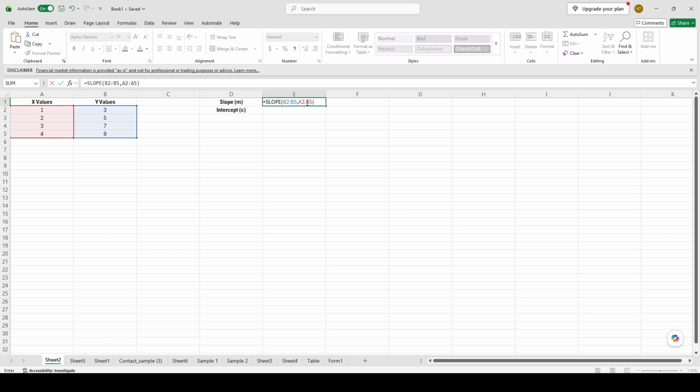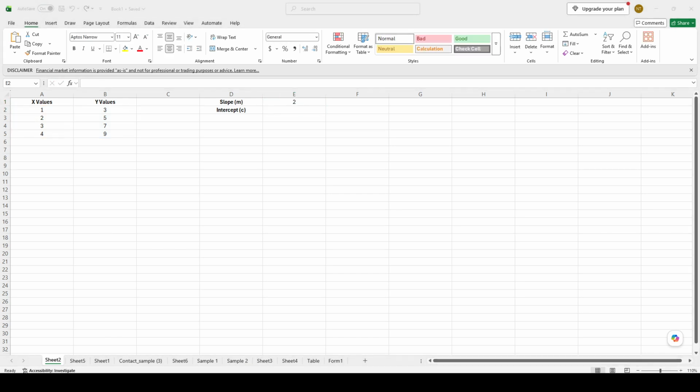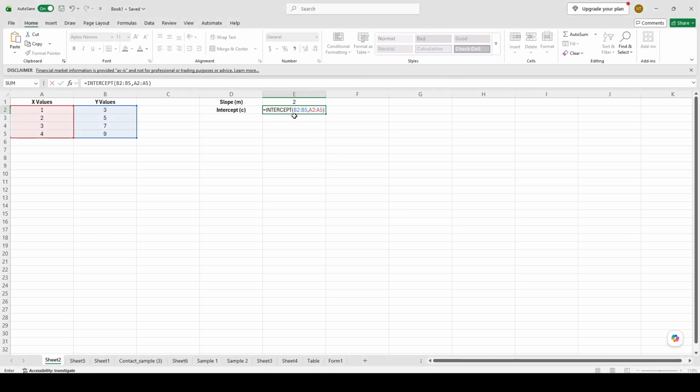Type the code =INTERCEPT(B2:B5, A2:A5) in cell E2. This uses Excel's intercept function, which returns the C value for the line equation based on the same data ranges you used for slope. Again, pay attention to the order of the ranges, so the intercept matches the correct line. After you enter both formulas, you are ready to see the results. Press Enter to confirm the formula in each cell and then look at the values that appear in your worksheet.